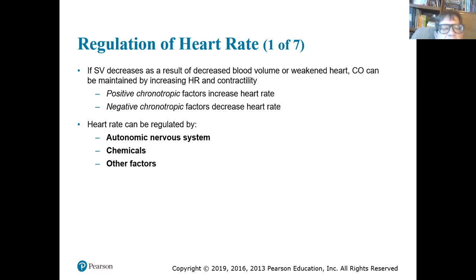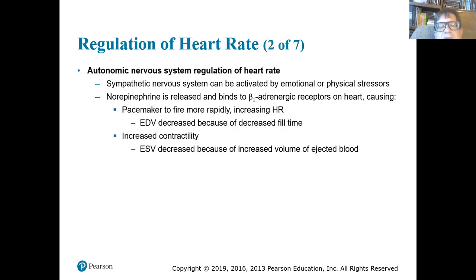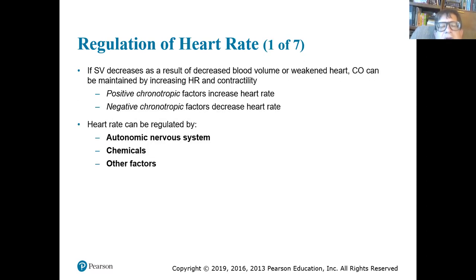This is positive chronotropic factors. That's anything that speeds up the heart. Negative is anything that slows down the heart. So the rate can be regulated by the autonomic nervous system, by chemicals, other factors. When we say chemicals, we are including things like epinephrine.